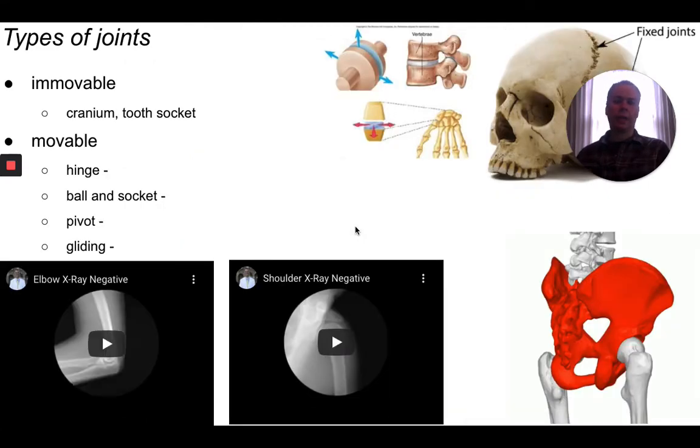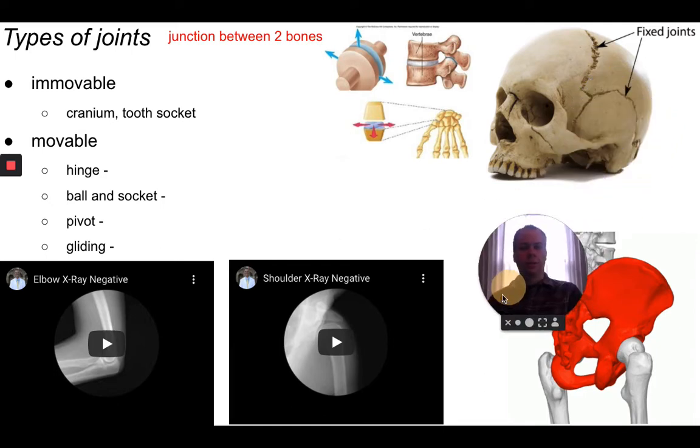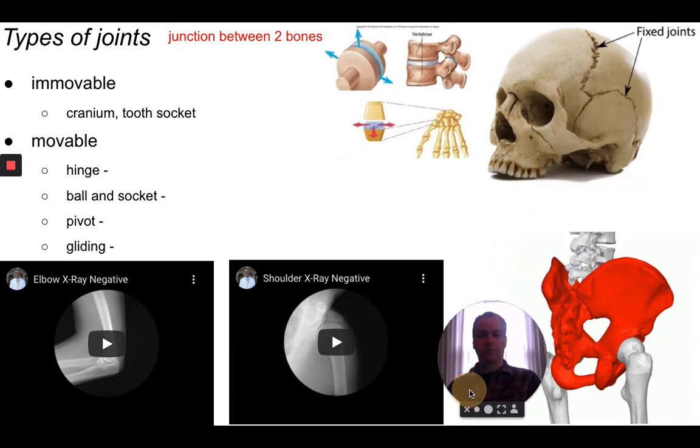And where they attach, or where two bones meet, we call that a joint. It's a junction between two bones. And there are different types of joints that allow for different types of functioning. There are some joints which are actually called immovable or fixed joints.